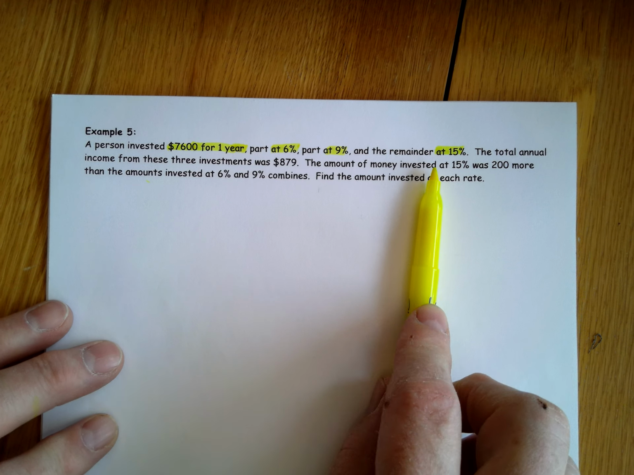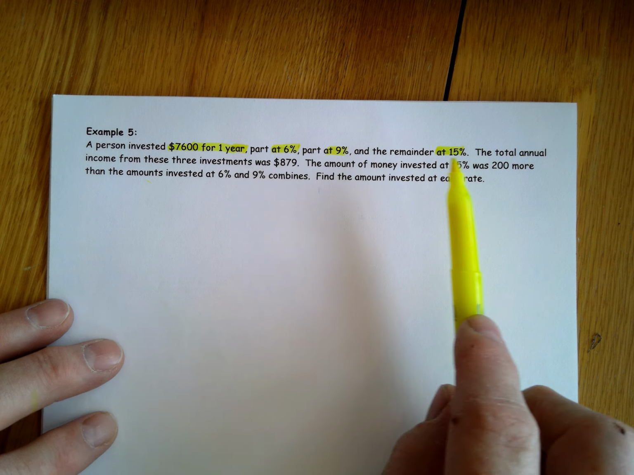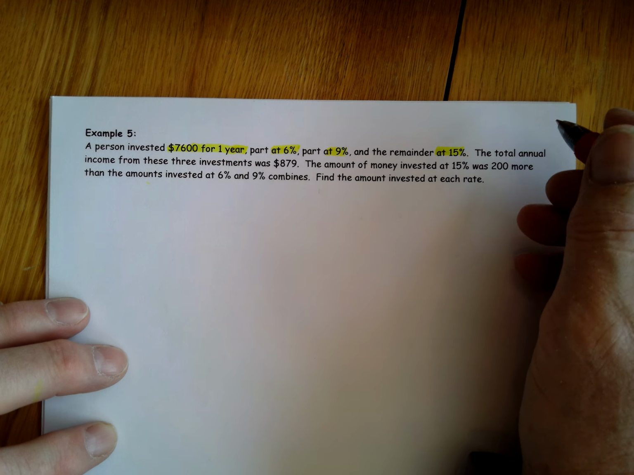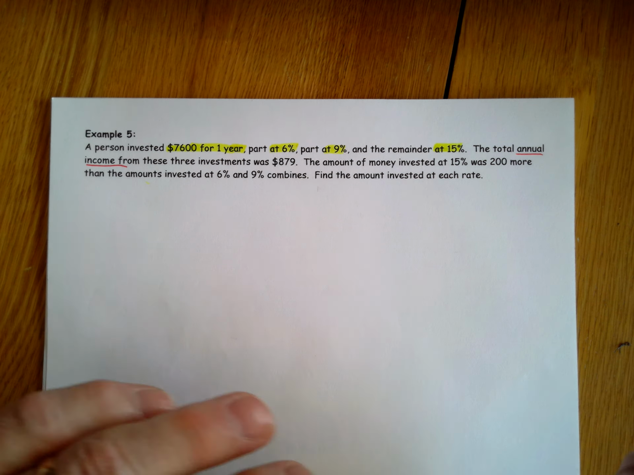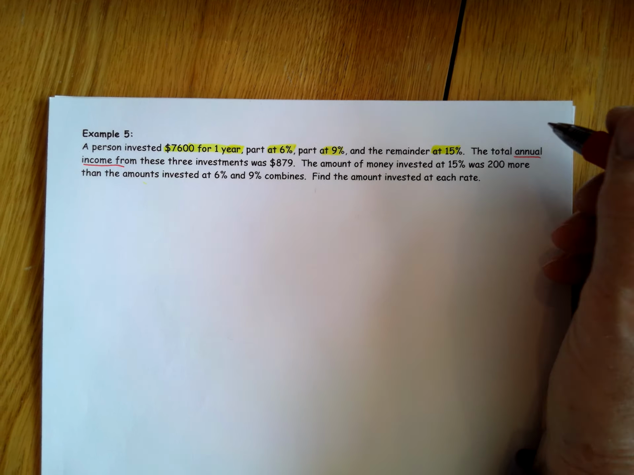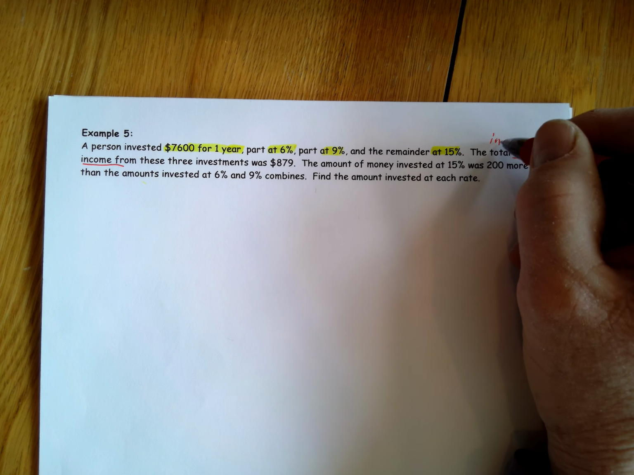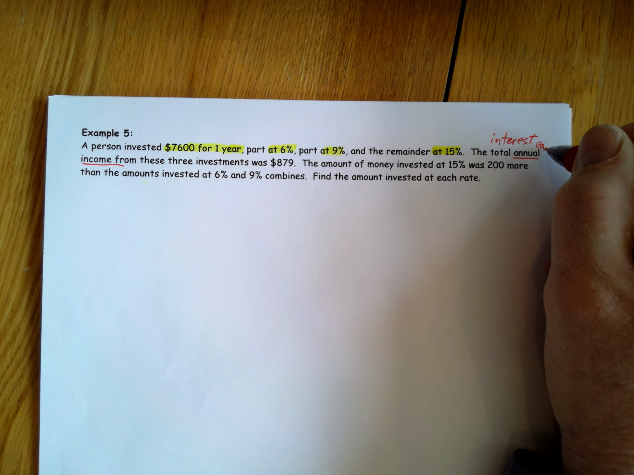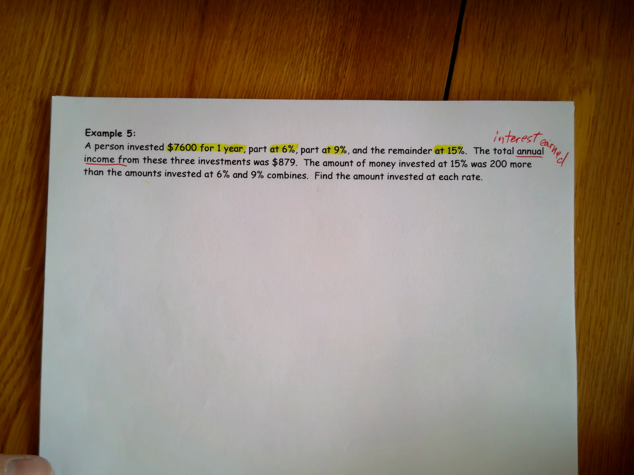Okay. The total annual income for these three investments, you've got to learn how to read these. And when it says the total annual income for these three, they're talking about the interest earned. I wish it had stated it that way. But they didn't. So they're talking about interest earned. Okay? It's important that you know that. Interest earned is $879.